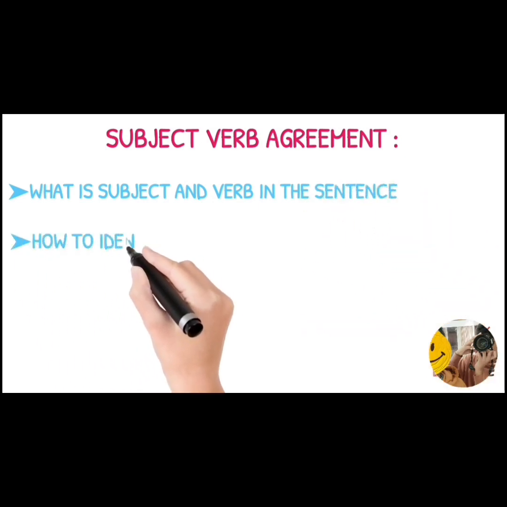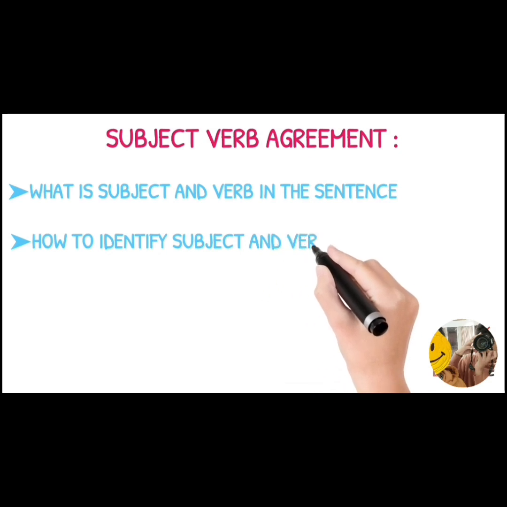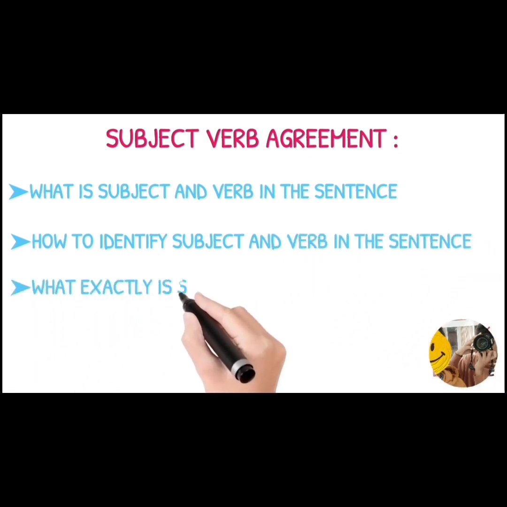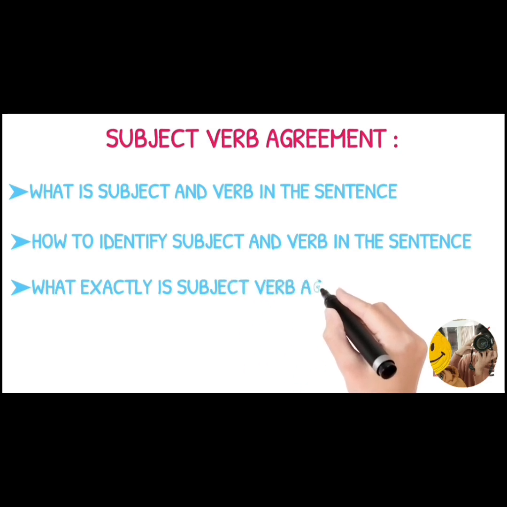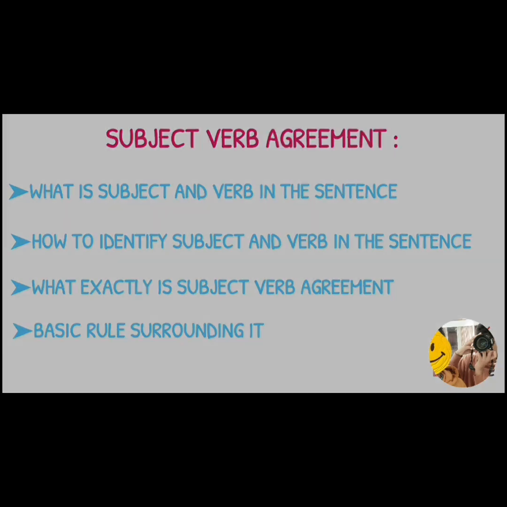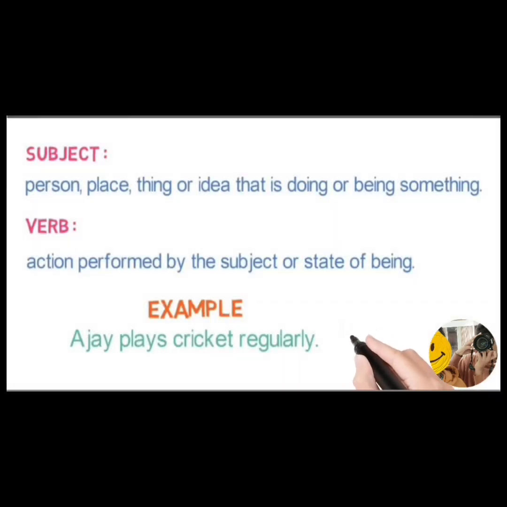So what is subject and verb in the sentence? How to identify subject and verb in the sentence? What exactly is subject verb agreement? Basic rules surrounding it. Subject means person, place, thing or idea that is doing something. Verb means action performed by the subject or state of being.